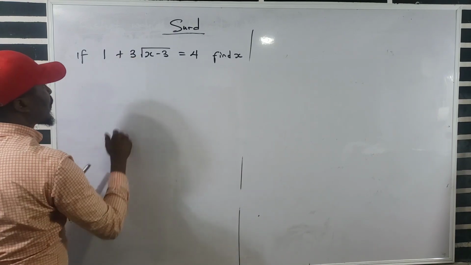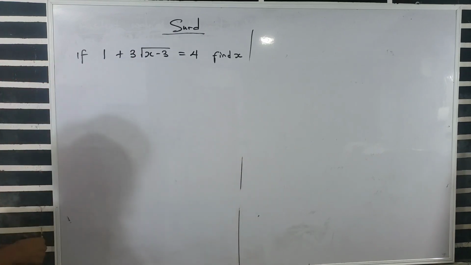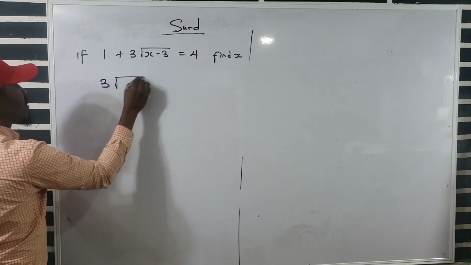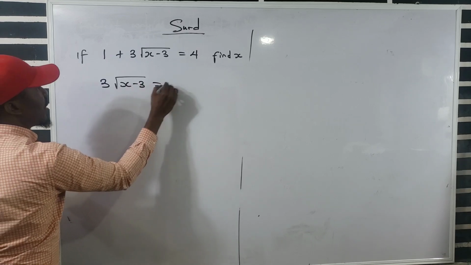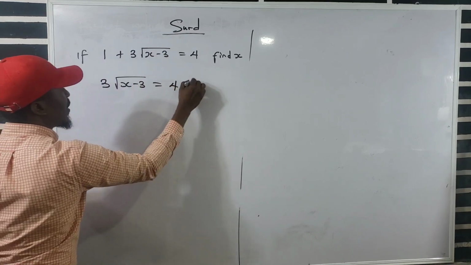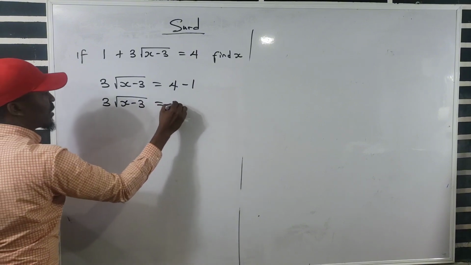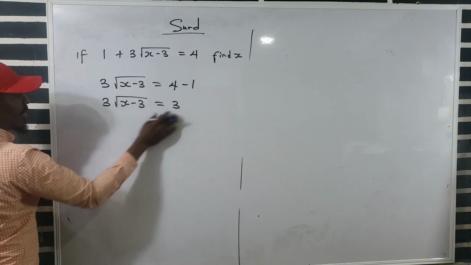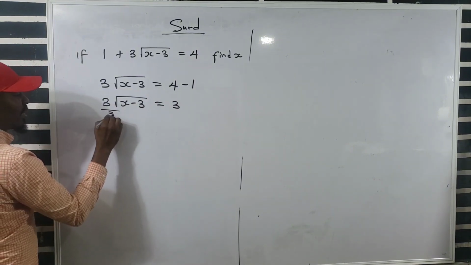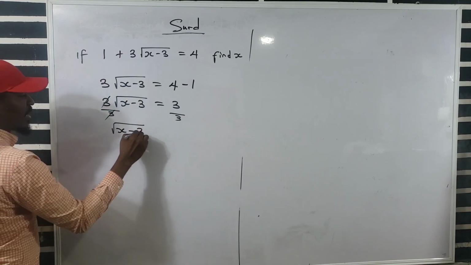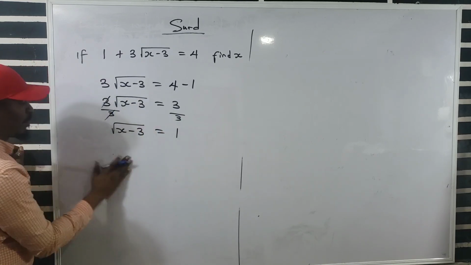1 plus 3√(x minus 3) equals 4. So we are asked to find x. So what are we going to do? You collect like terms. So that will give you 3√(x minus 3) equals 4. This one crossing over, minus 1. So we have 3√(x minus 3) equals 3. So divide both sides by 3. So that will give us over 3 here, over 3 here. This and this will go. √(x minus 3) equals 1.